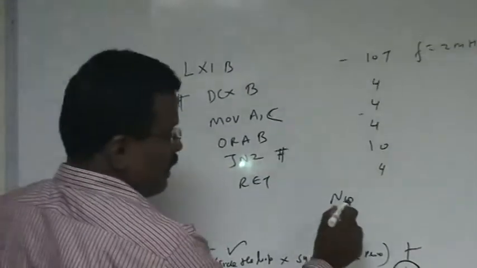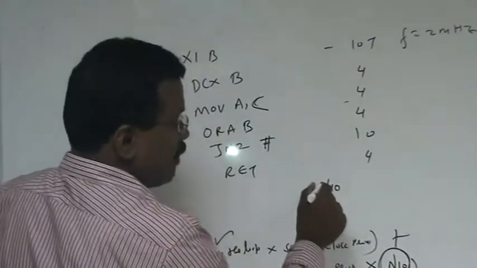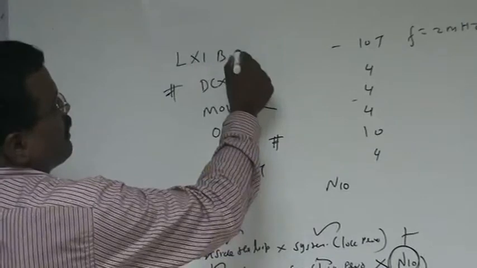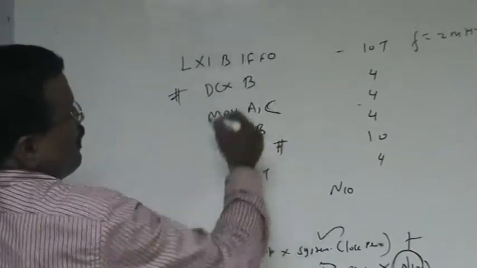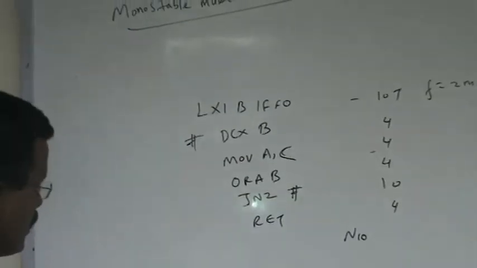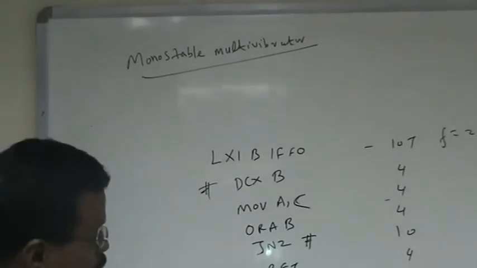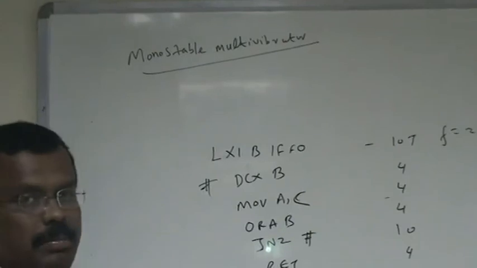After finding n10, you convert this decimal value into a hexadecimal number. You load that number here. Suppose the number is 1F0, you load it like this, so that you get a 10 millisecond delay. This is how a delay program can be written.